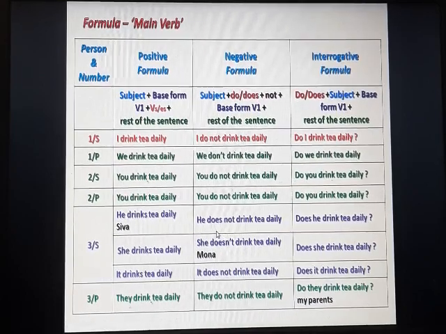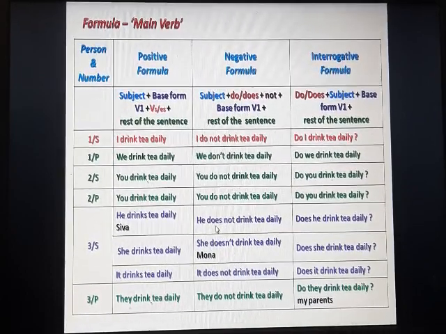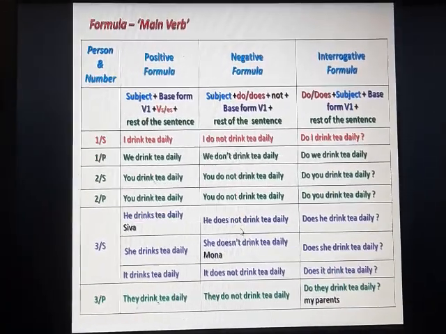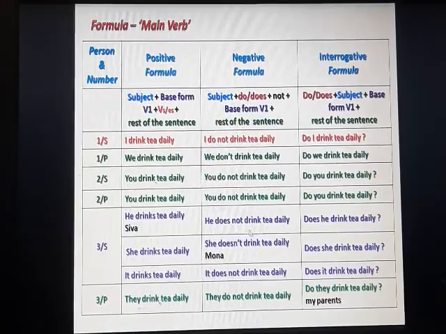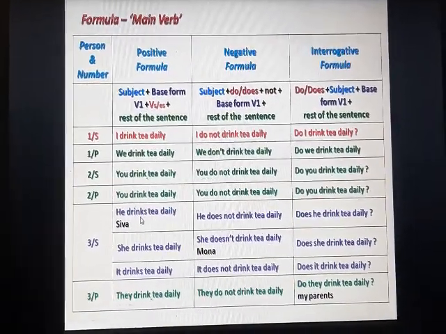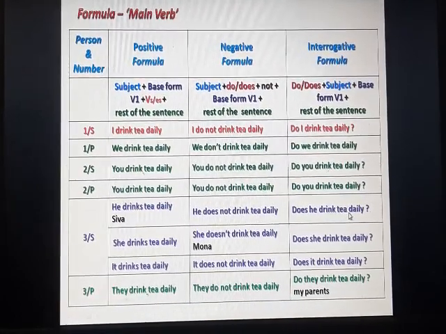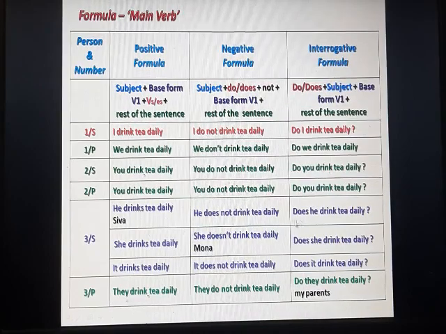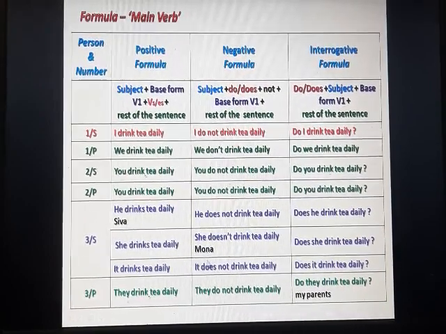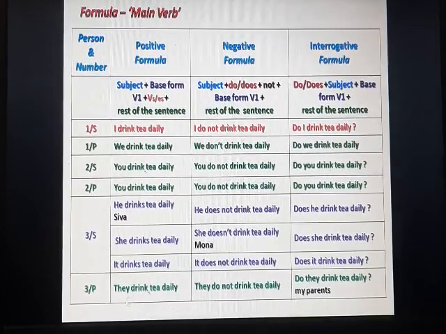This is in the negative. You have to use does in the third person singular. Remember, we use does in the third person singular. And in the base form of verb, you will not add s. In the positive sentence, you will add s. In the negative and interrogative, we don't add the s. So in the interrogative, it is does he drink tea daily? She drinks tea daily. She doesn't drink tea daily. Does she drink tea daily?